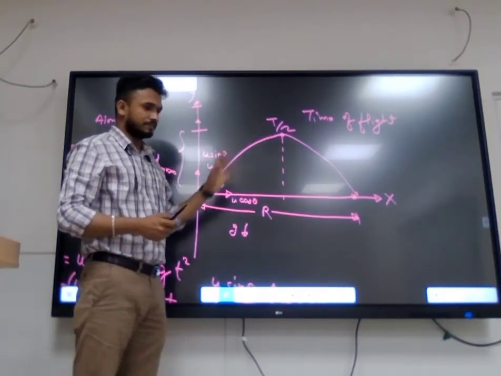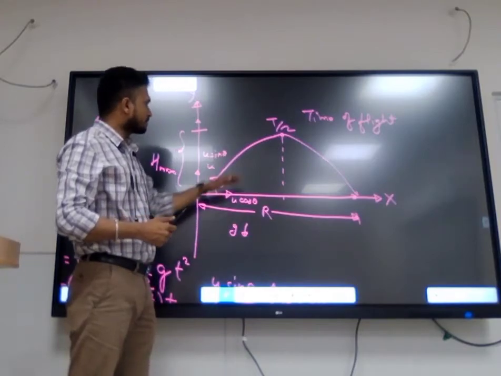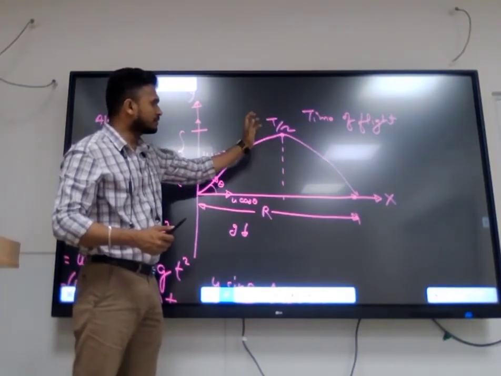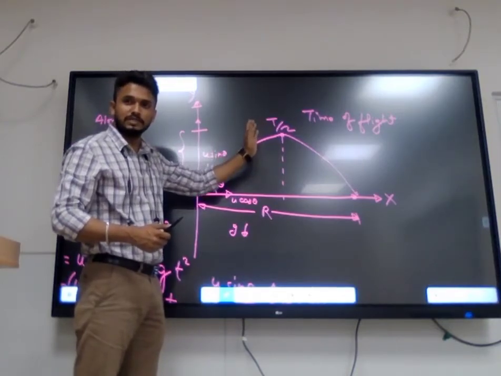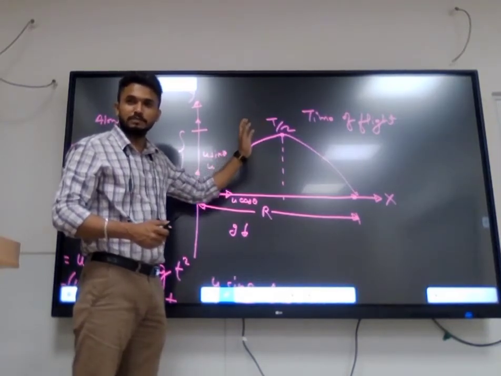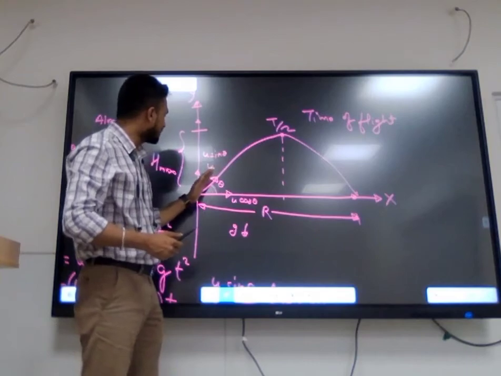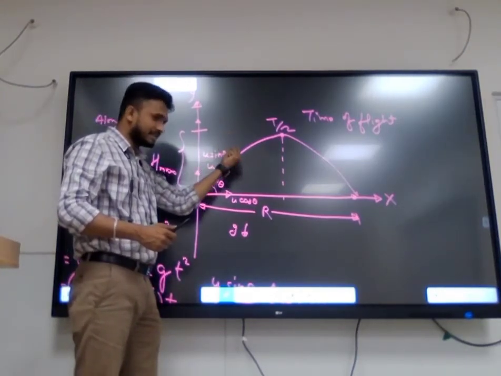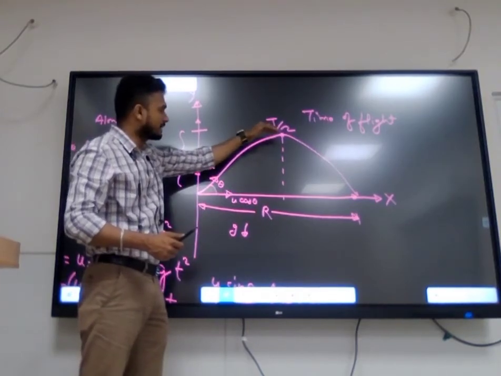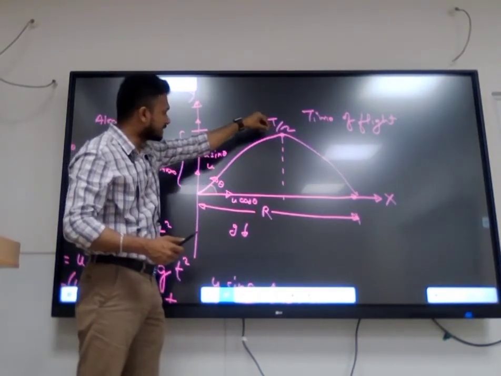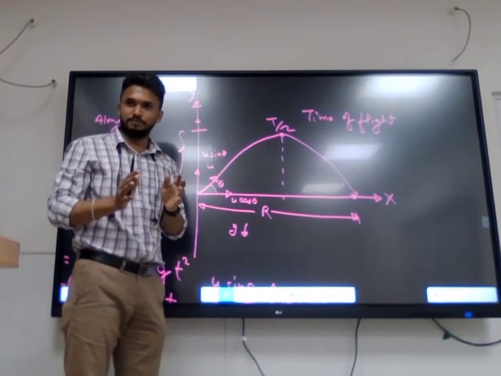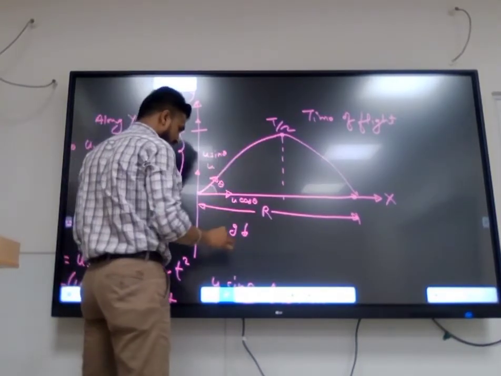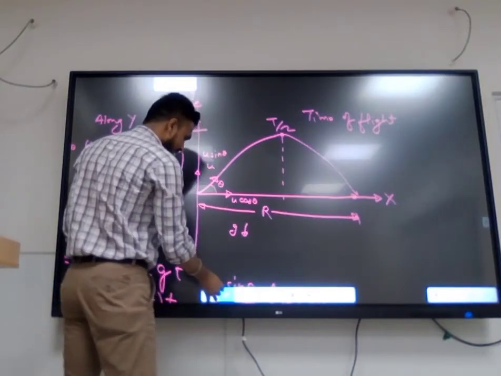Now, which idea can we utilize here to find the value of T? This is capital T. We know that when the object is at maximum height, the velocity in the y direction of this projectile will be 0, because initially we threw it with some velocity u sin theta, but because of gravity it kept decreasing, and reaching the maximum height the velocity is 0. Since the velocity is 0, we can write that vy is 0.